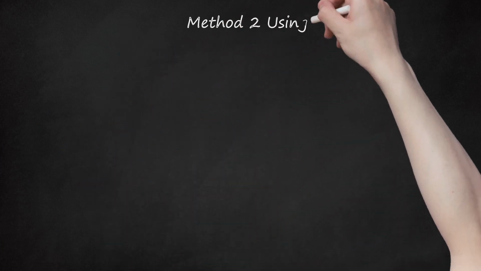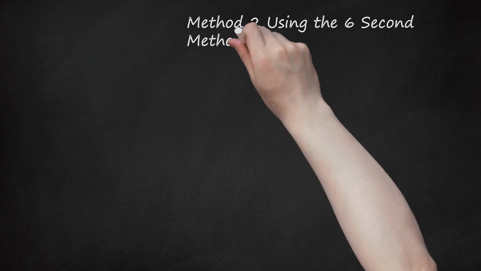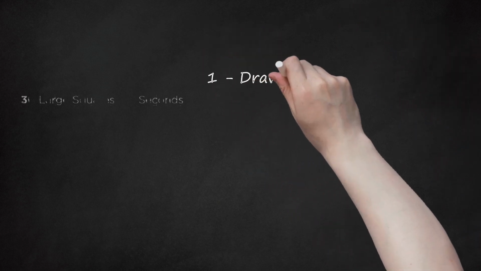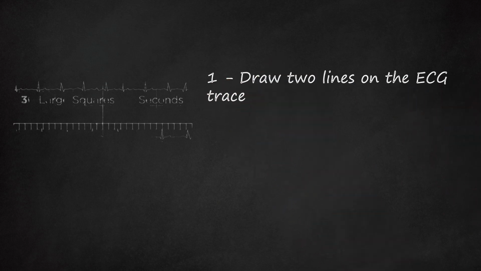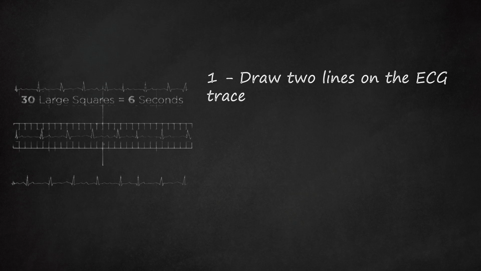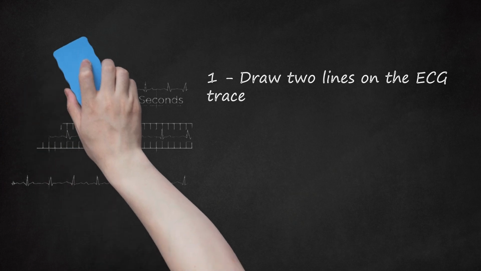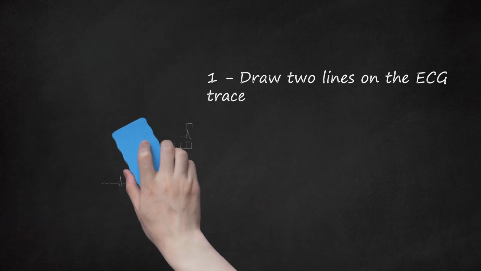Method 2, using the 6-second method. 1. Draw 2 lines on the ECG trace. The first line should be near the left-hand side of the paper containing the ECG trace. The second line should be exactly 30 large squares subsequent to the first line. 30 large squares on an ECG trace represents exactly 6 seconds.